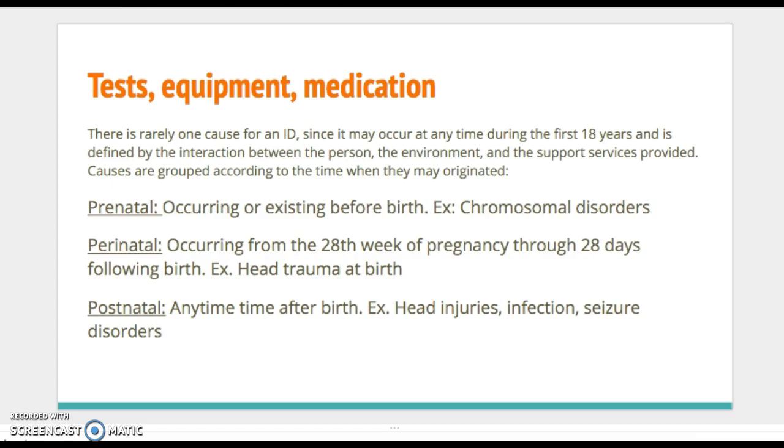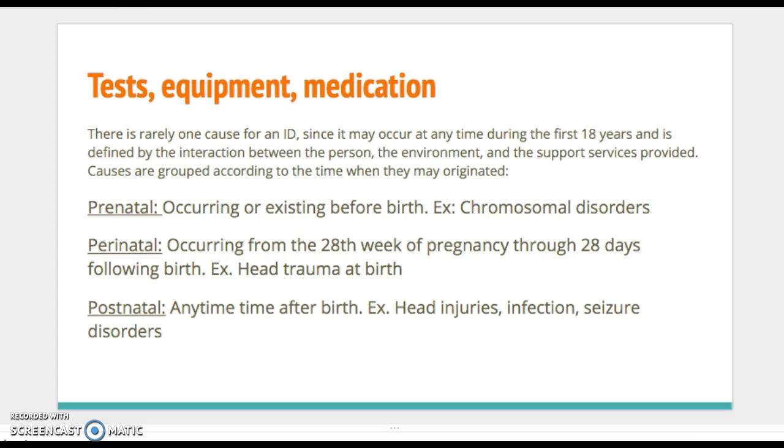So the first one is prenatal. Prenatal meaning occurring or existing before birth. And some examples in the book include chromosomal disorders, metabolic errors, brain formation disorders, and environmental influences like alcohol and drug abuse during pregnancy. Now, after that, we have the perinatal period, which is occurring from the 28th week of pregnancy through 28 days following birth. Now, some examples they give are head trauma at birth, abnormal delivery, and infections.